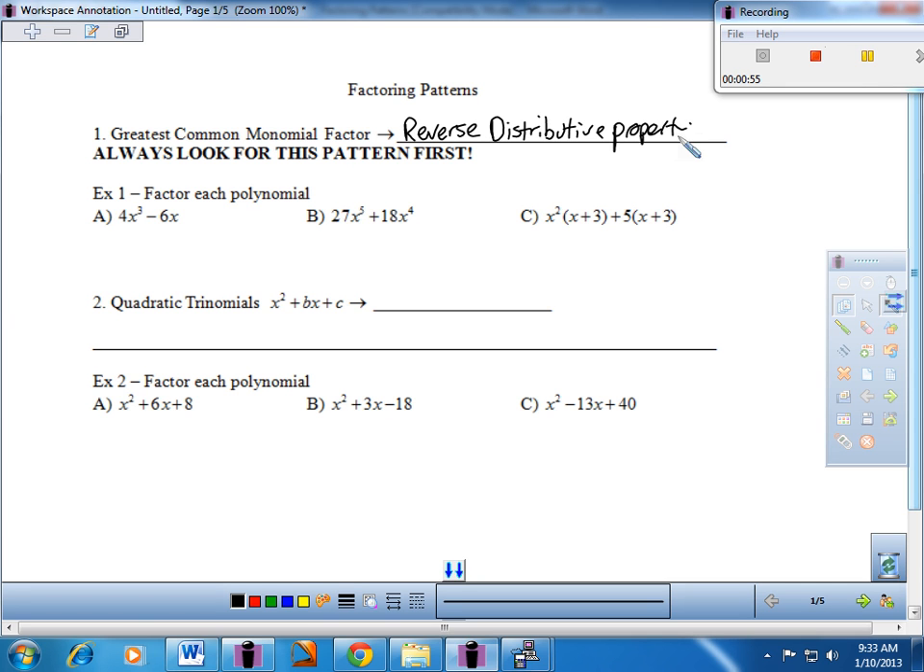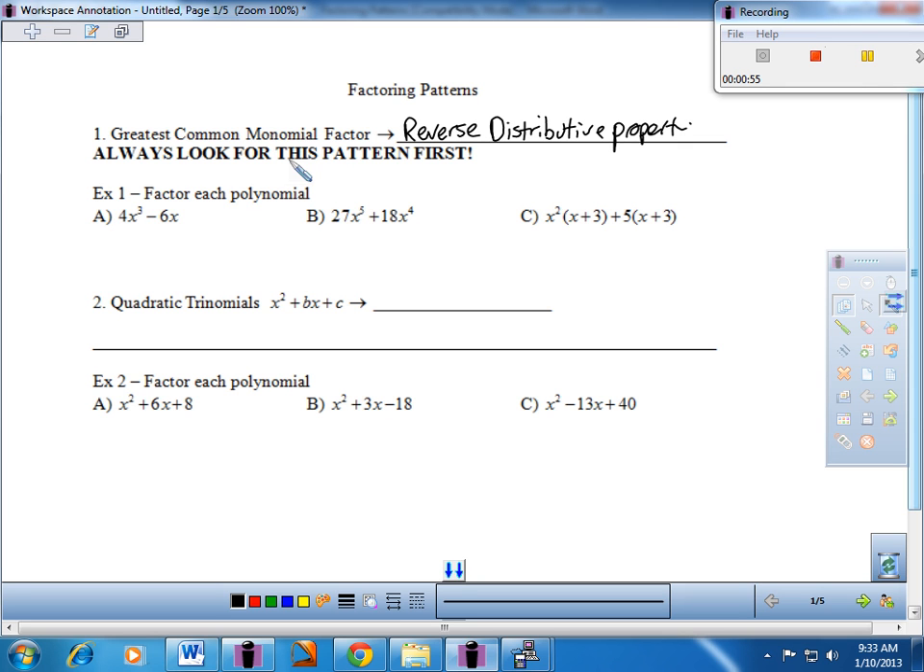So notice what it says on your paper, by the way. I kind of tried to emphasize this as best as possible. Always look for this pattern first. So it's bolded, it's capped, there's an exclamation point. Always, whenever you're looking to break a polynomial on down, what you want to do is look to see if you can pull out a greatest common factor.